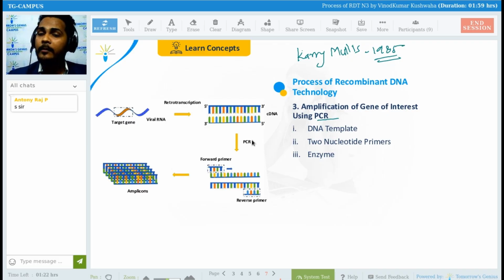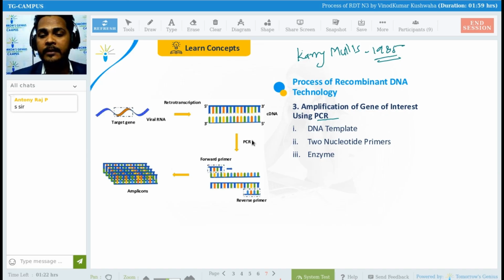Kary Mullis shared the Nobel Prize with Michael Smith in the year 1993. And the best way to describe PCR, what is PCR? Simply we can say it is DNA replication in vitro.